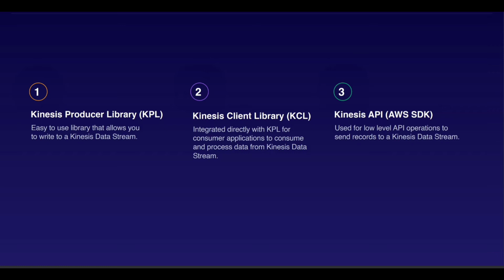So what you can do is install the Kinesis Producer Library onto EC2 instances or integrate it directly into your Java application. Once the data is in Kinesis data streams, you can use Kinesis Client Library, or abbreviated as KCL, to directly interact with the Kinesis data stream to consume and process data. Both of these libraries are used to abstract some of the low-level commands that you would have to use with the Kinesis API.